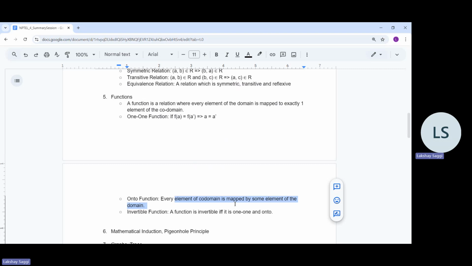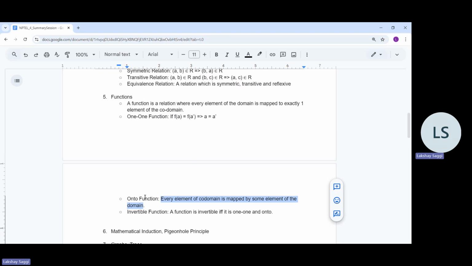And so effectively, if the range of a function is equal to its codomain, then that is what we call an onto function. And this can be written as: every element of the codomain is mapped by some element of the domain. Because if it is mapped by some element of the domain, then that element is also in the range of the function. So this statement is equivalent to saying that the range of the function is equal to the codomain of the function. So we have defined what one-one functions are and what onto functions are.